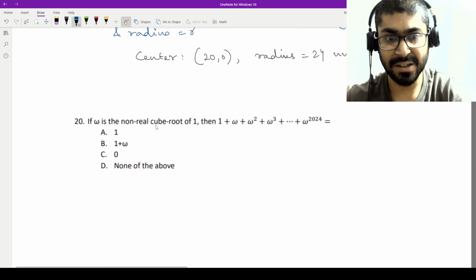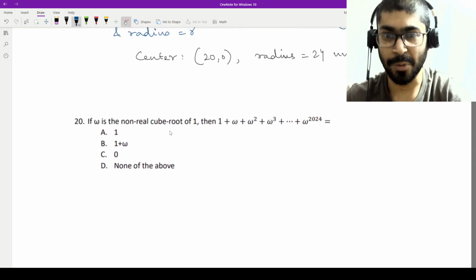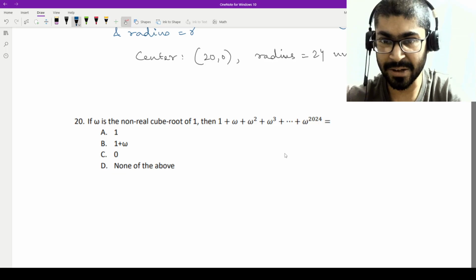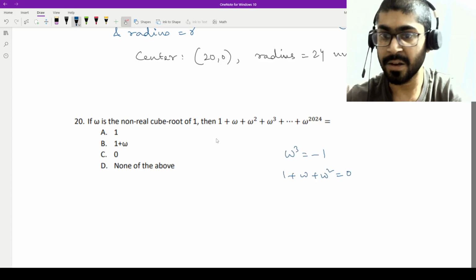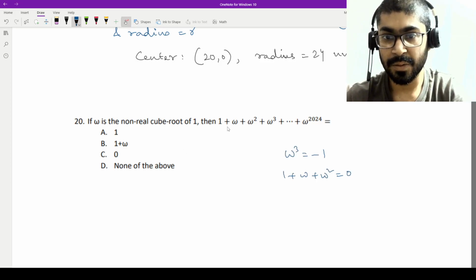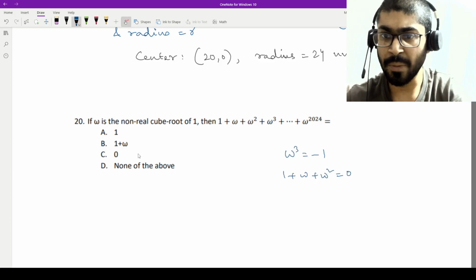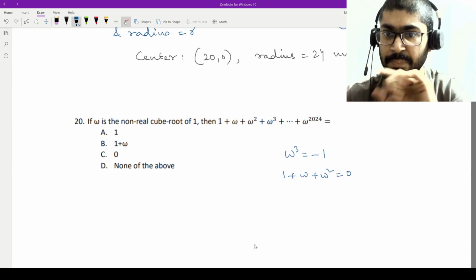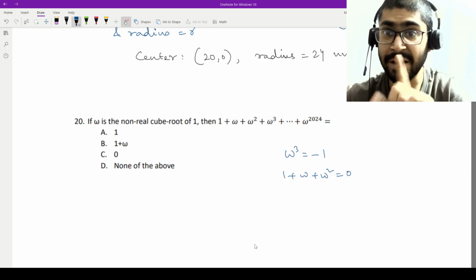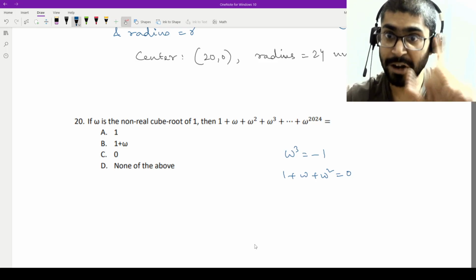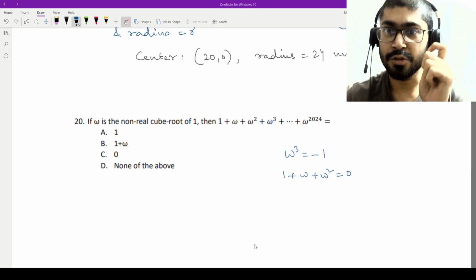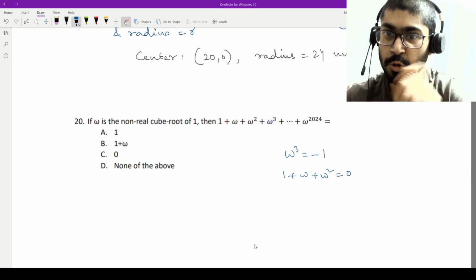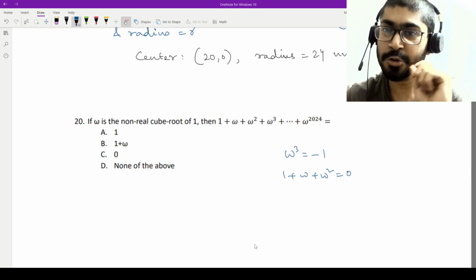Next, if omega is the non-real cube root of unity, so what are the properties there? We have omega cube equal to 1 and 1 + omega + omega square is equal to 0, right? Now this series goes on till omega to the power 2024. How many terms are there? There are 2025 terms because it starts from omega to the power 0, isn't it? So 0 to 2024 is 2025 terms.